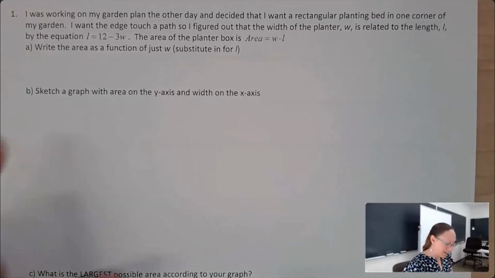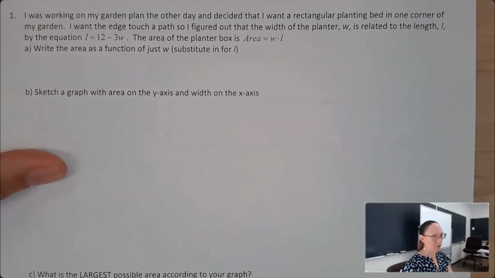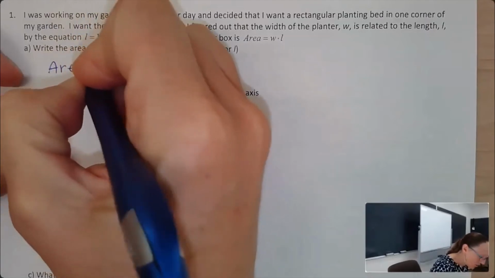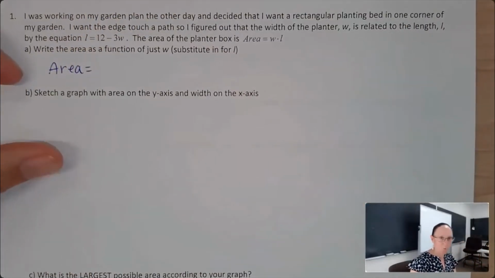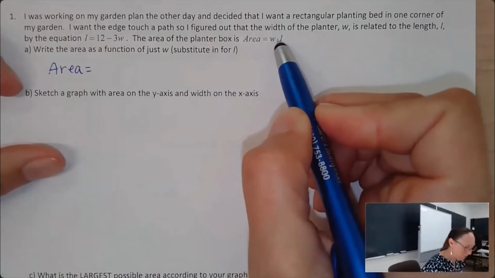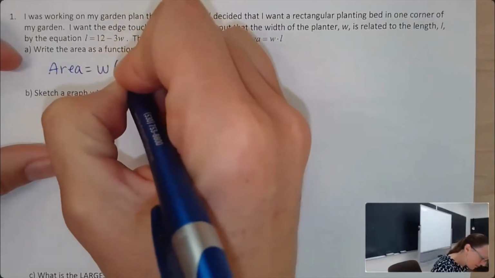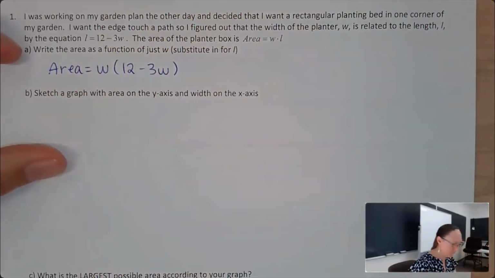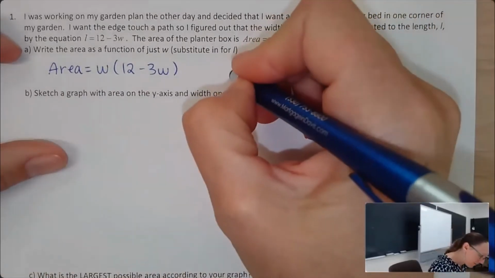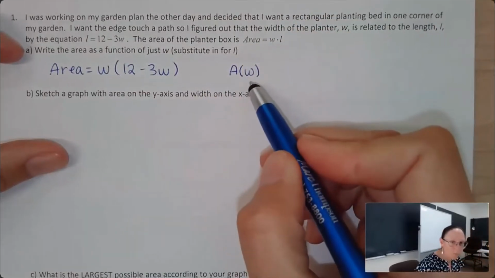So I've already given us the helper equation this time. So when I say to write the area as a function of just W, that means that I'm taking that area equation and doing kind of what we did on the previous one, where instead of writing it as W times L, I want to write it as W times the equation for L. So I'll have W times 12 minus 3W. Now, notation-wise, we can say that this is A, and then in parentheses, put a W.